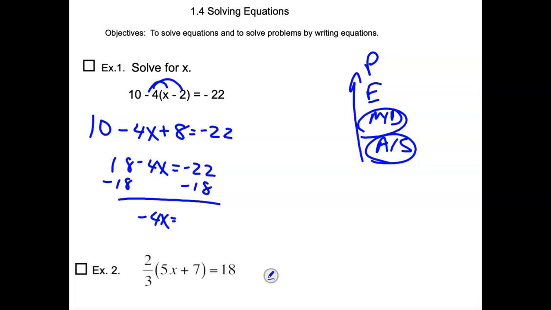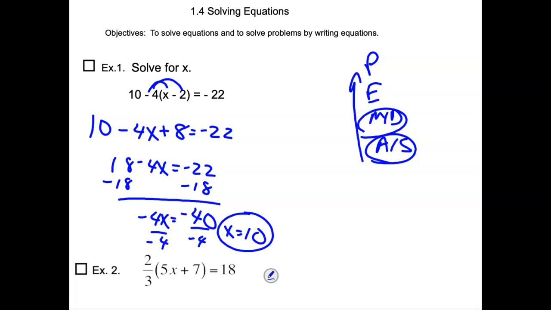Negative 22 minus 18, negative 40. And then that's negative 4 times x, so to get rid of multiply, you do the opposite, you divide. So you get x is positive 10. Negative divided by negative is positive.